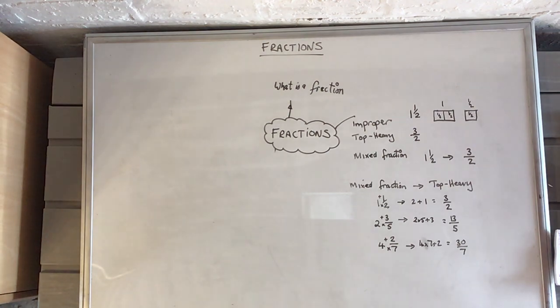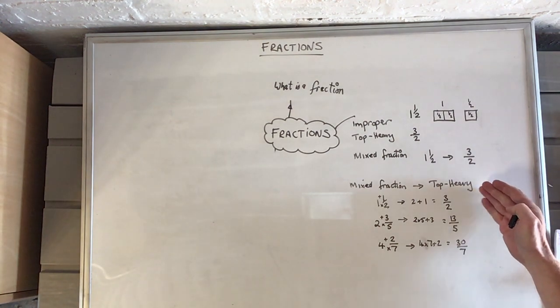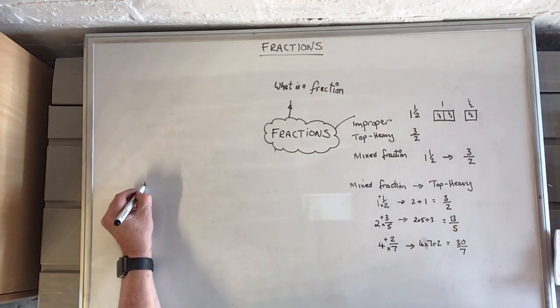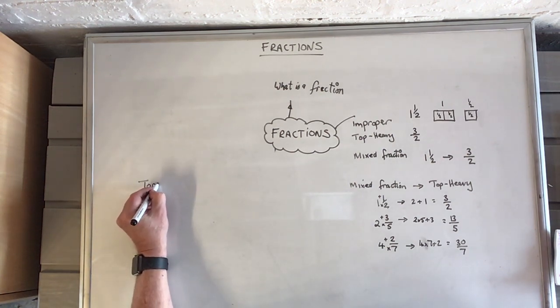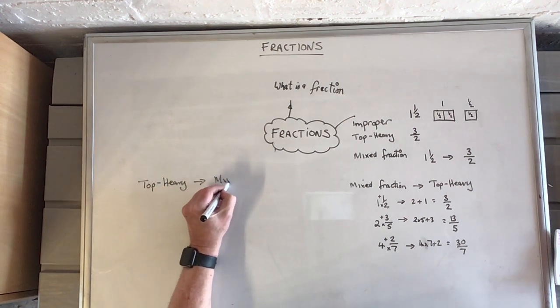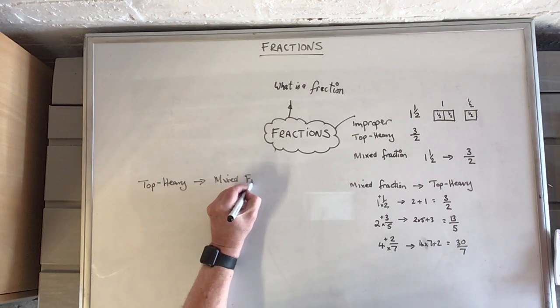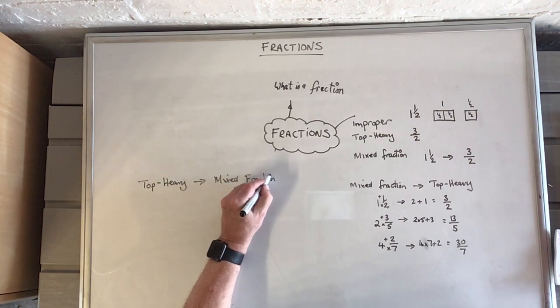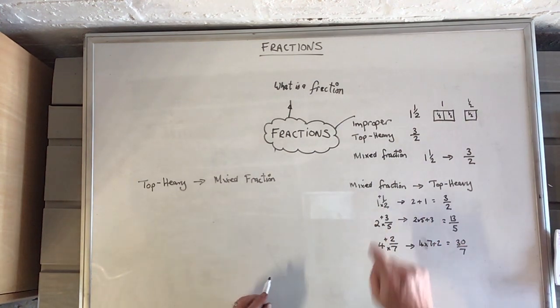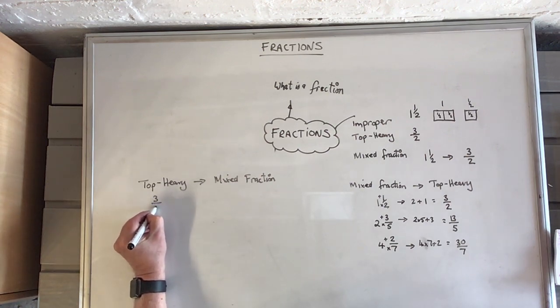But what happens if we want to go the other way? Because sometimes we want to have top heavy and we want to go back to a mixed fraction. Well, we just simply do the division, which is going to be quite straightforward. So I think I'll keep these ones here, and I'll do top heavy to mixed fraction. Okay, so I'm going to take these and get back to 1.5. Well, got 3 over 2.